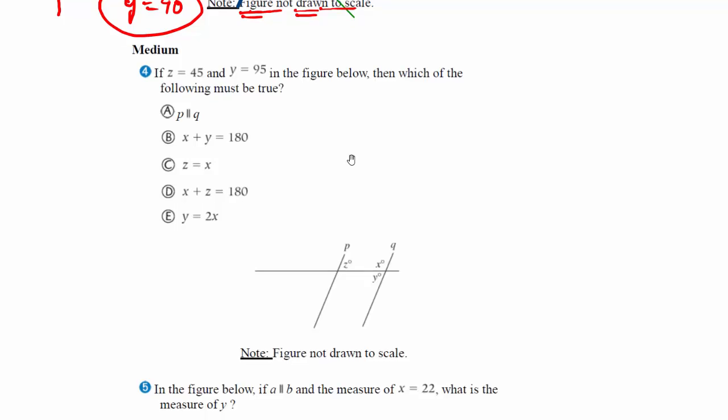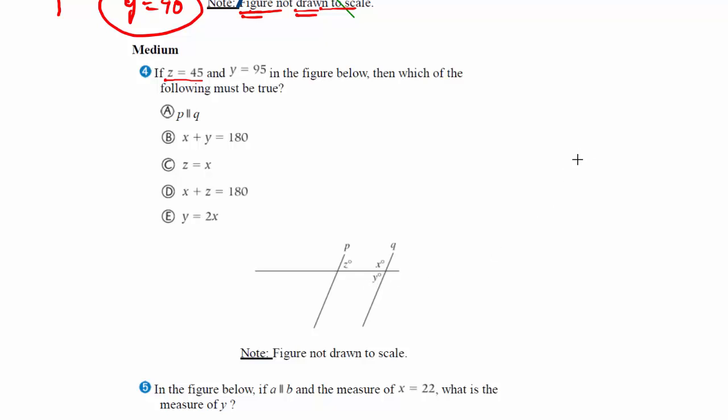So in the medium level question, you have the two lines P and Q here in the figure, and you're given that Z is 45. So Z is 45 and Y is 95. Okay, so Z is 45, Y is 95. Then which of the following must be true?